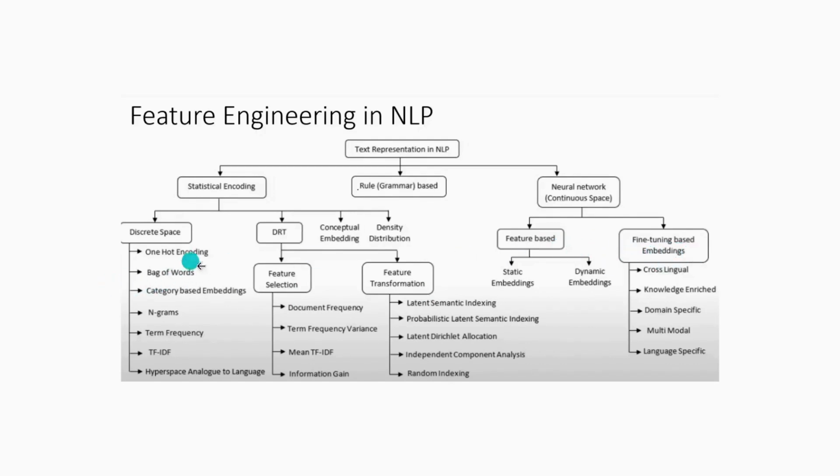Now we discuss discrete space. In this we will discuss five topics: one hot encoding, bag of words, n-grams, term frequency, and TF-IDF. Next we discuss the remaining ones. So we go to one hot encoding.